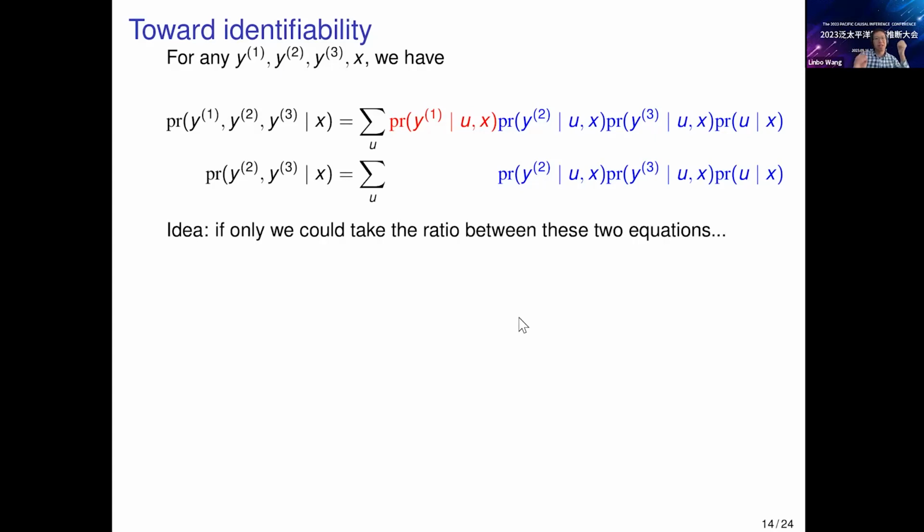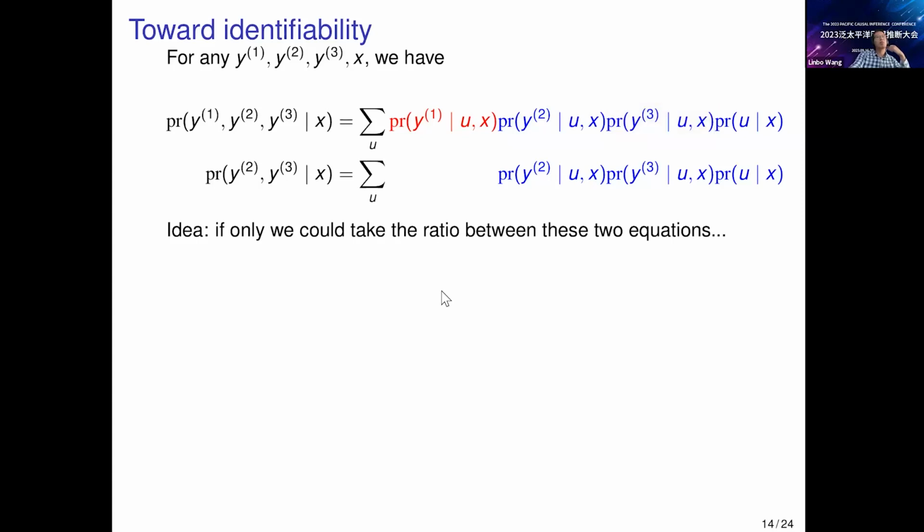So the idea here is if we can somehow ignore the summation over u, then we can just take the ratio of these two equations and identify this red term over here, which is the probability of y1 given u and x. If we can do this, then we can use the same logic to identify the probability of y2 given u and x, or the probability of y3 given u and x, and then lastly, the probability of u given x. But of course, we know that we cannot do this. We cannot just ignore the summation and take a ratio here.